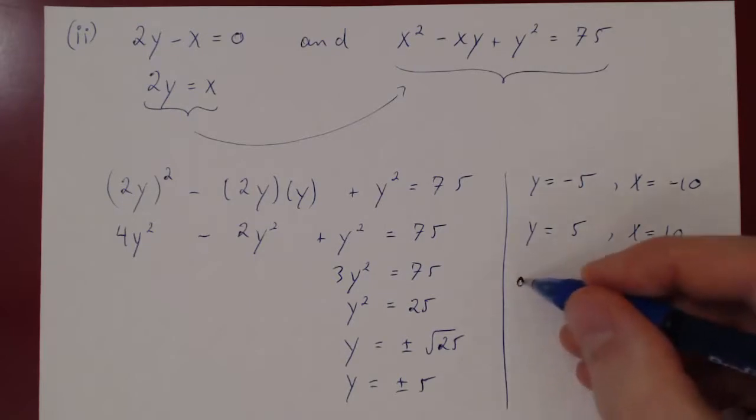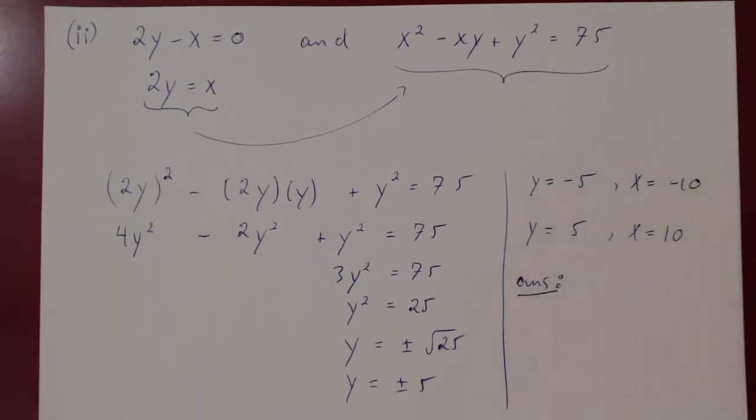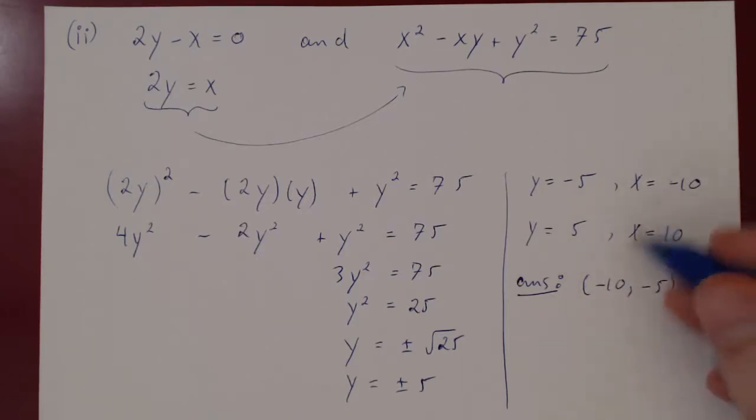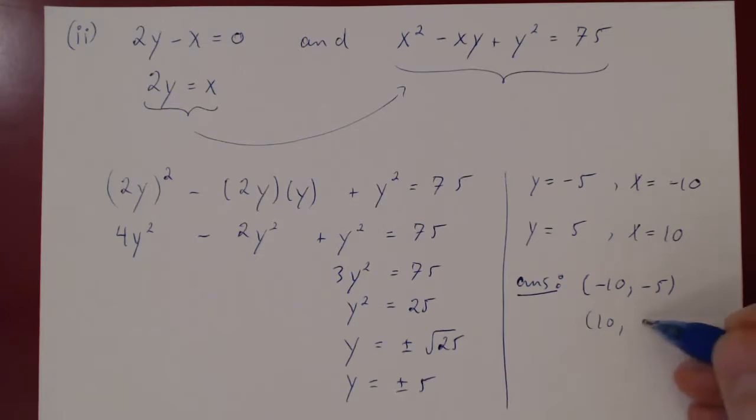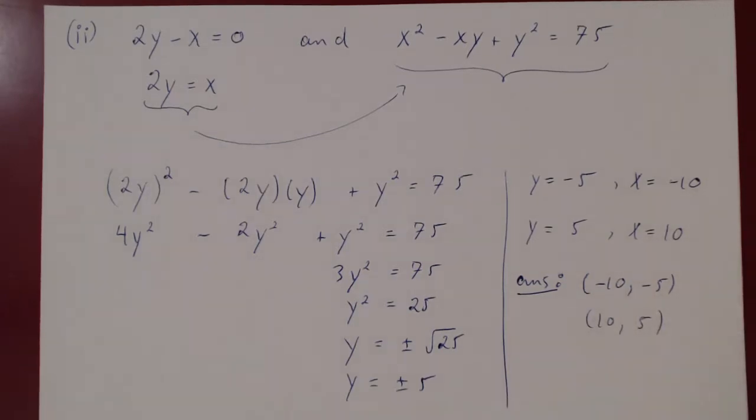And now we have our conclusion. There are only 2 points on this curve where the tangent line is vertical. The first point, and be careful here, is x is negative 10, y is negative 5. And the second point is x is positive 10, y is positive 5. And that's it.